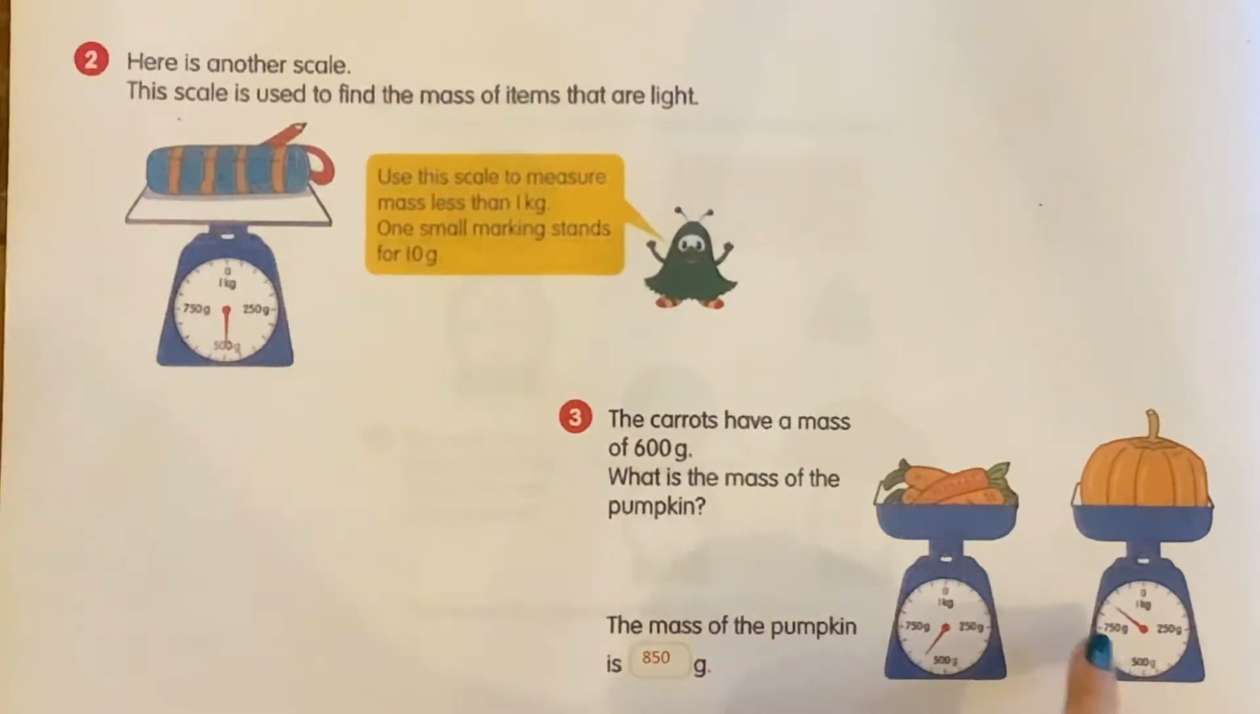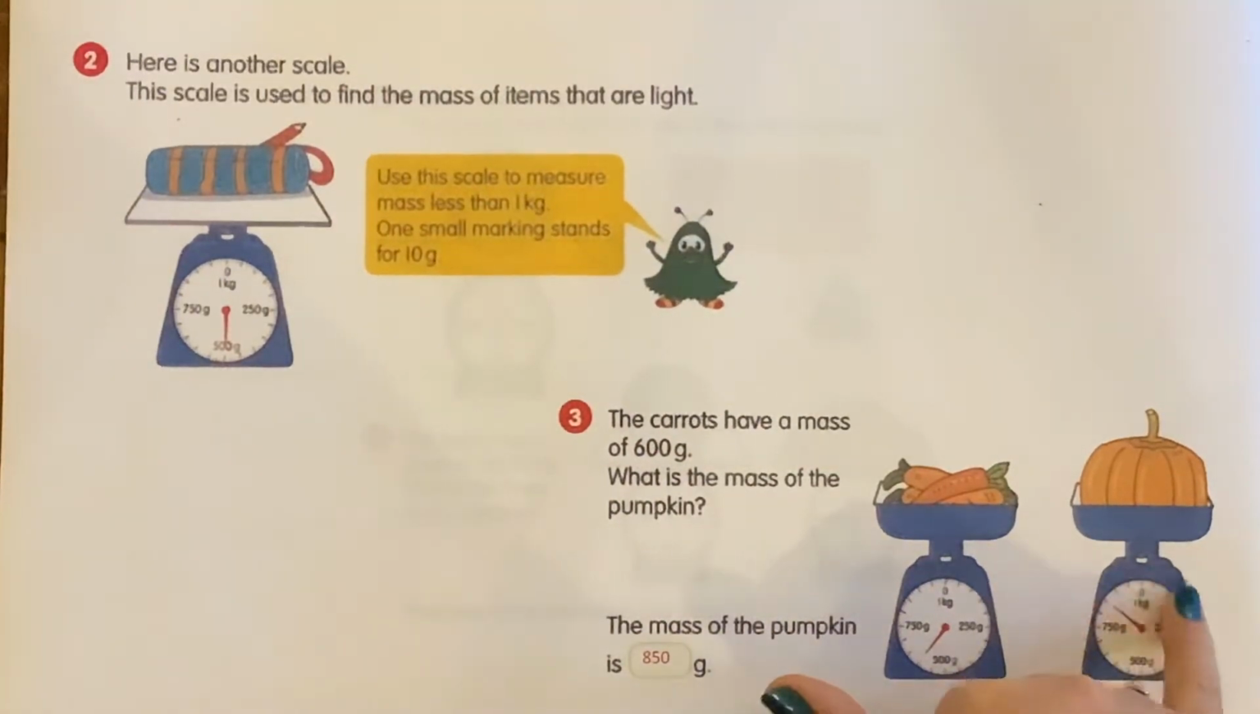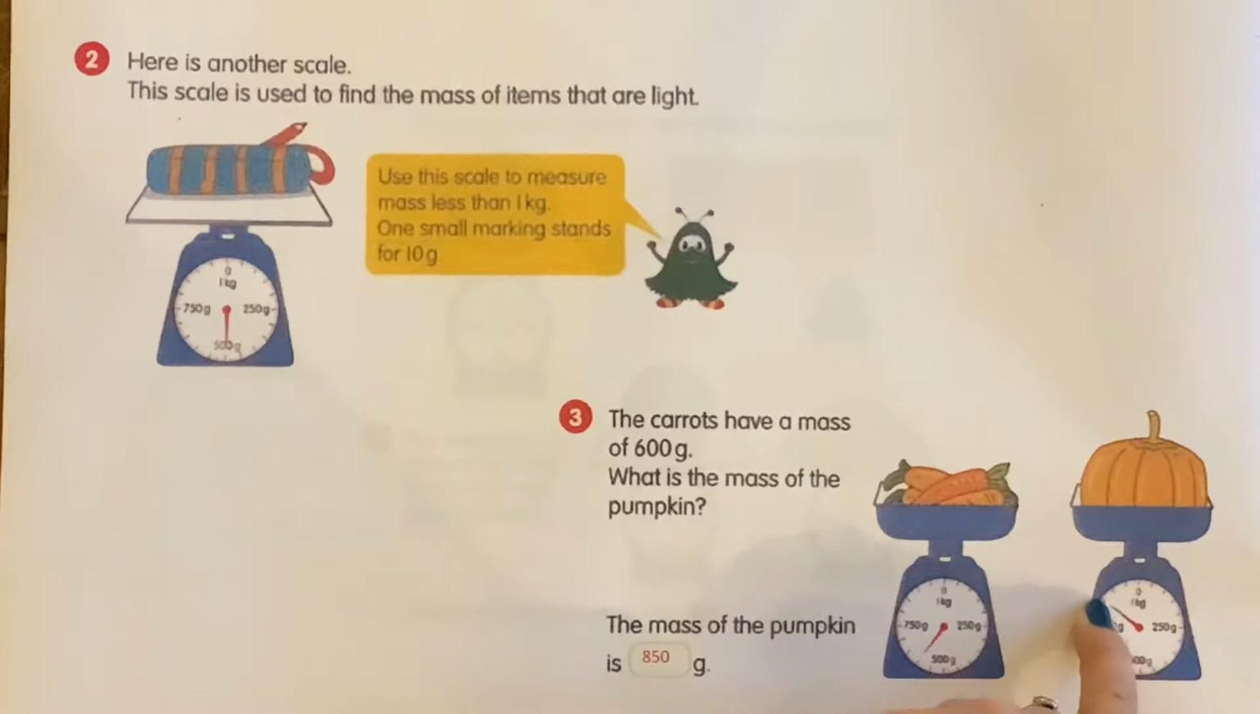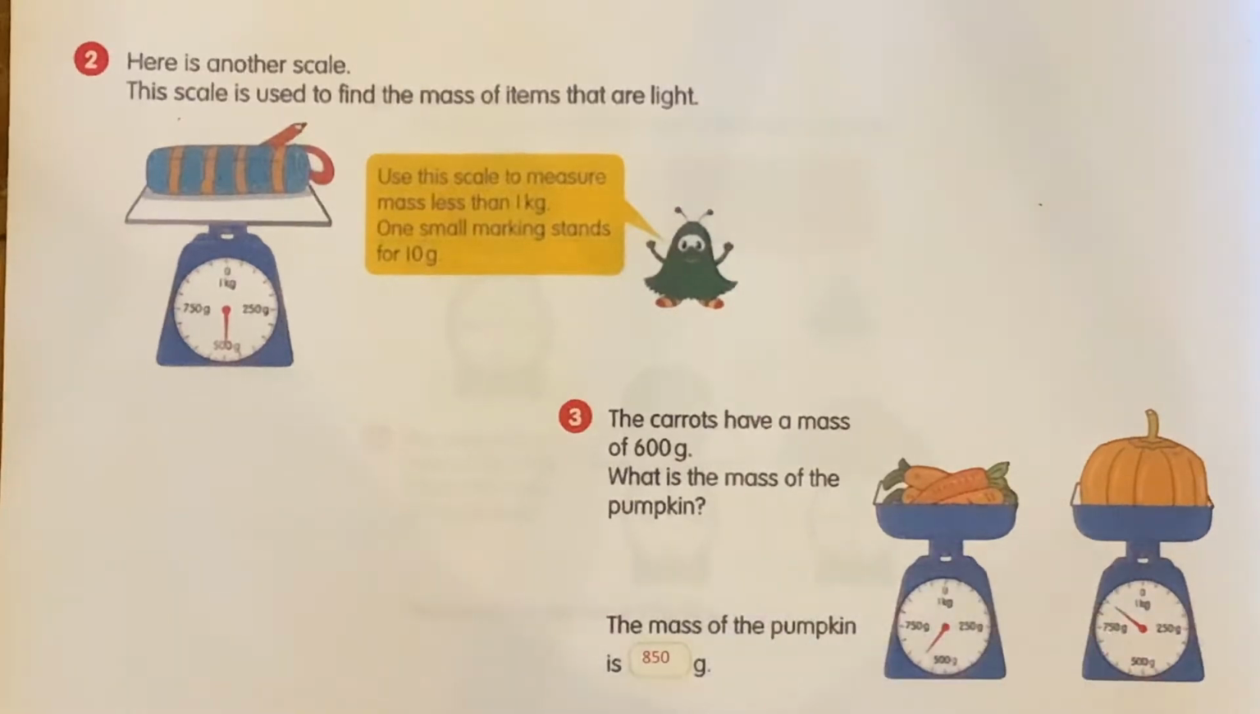Hopefully you were able to recognise that the needle has gone all the way around, past the 750, past 800, and the mass of the pumpkin is 850 grams. Well done.